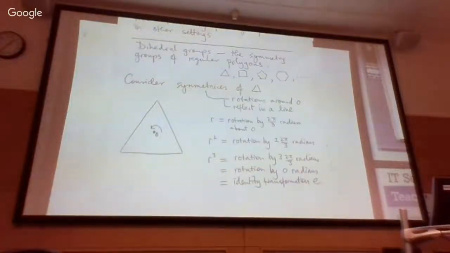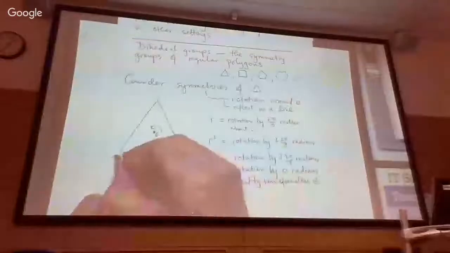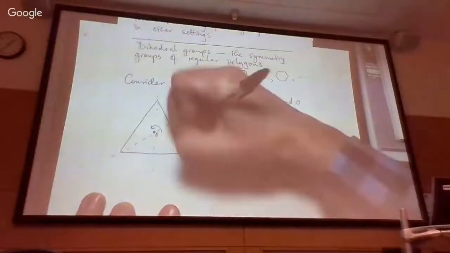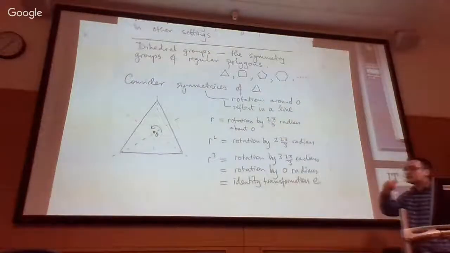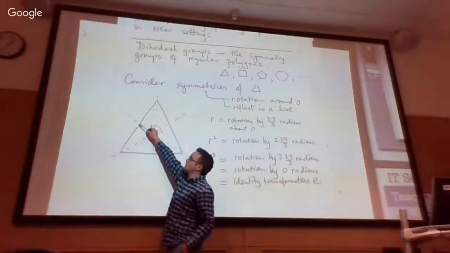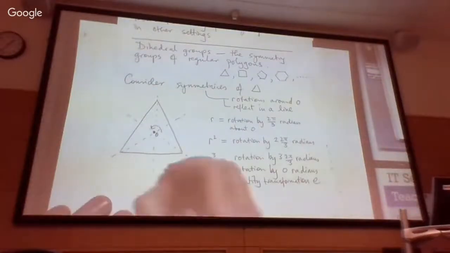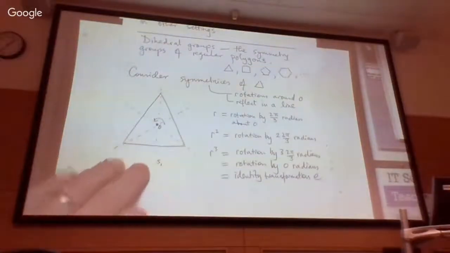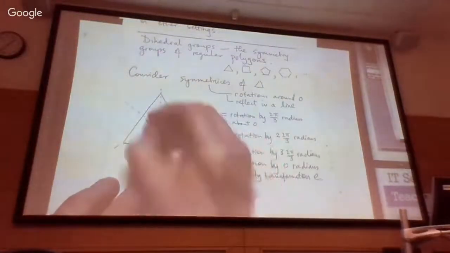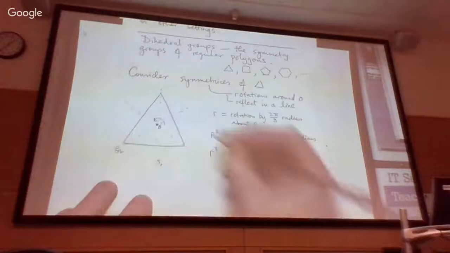Now, reflections. There are some reflections as well. There are actually three lines of reflectional symmetry through this regular triangle. They are each of the lines that go through a vertex and the midpoint of the opposite side. So these are all lines of reflectional symmetry of the triangle. We'll just label these 3 lines: call this one S1, call this one S2, and S3.